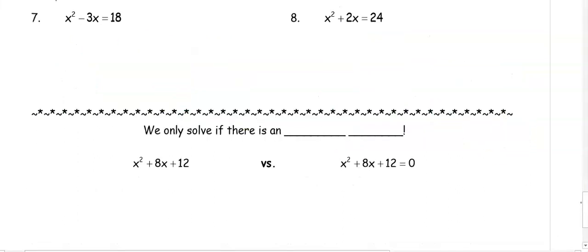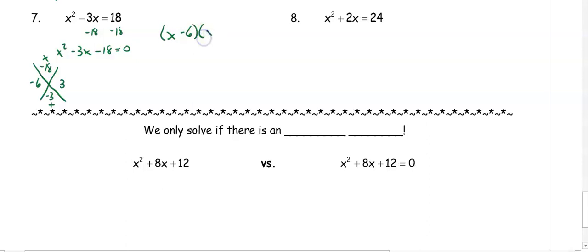So we need to move the 18 over. We're going to do that by subtracting 18 on both sides. So x squared minus 3x minus 18 equals 0. So we need to multiply to negative 18 and add to negative 3. So we want one of each sign. So we are going to use negative 6 and positive 3.